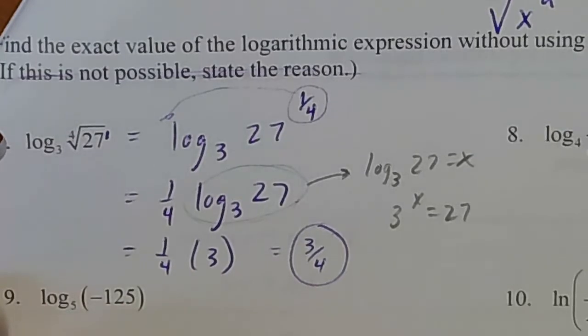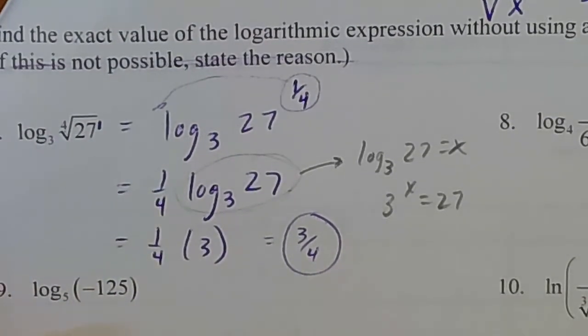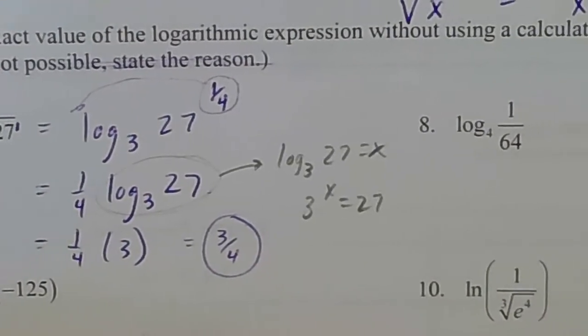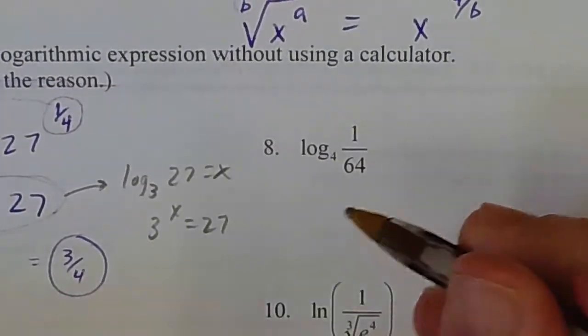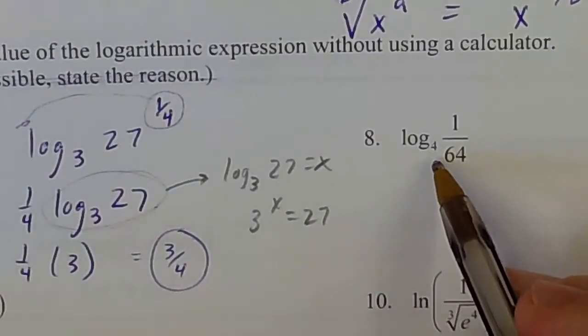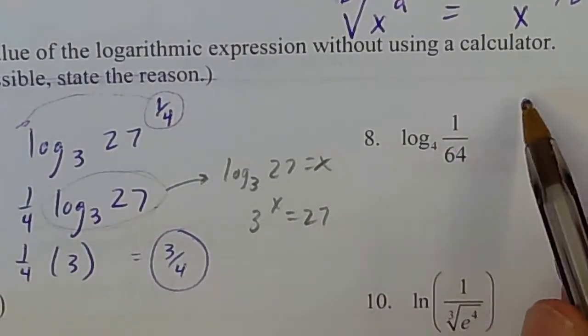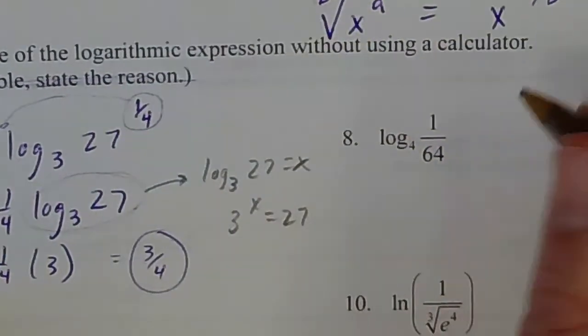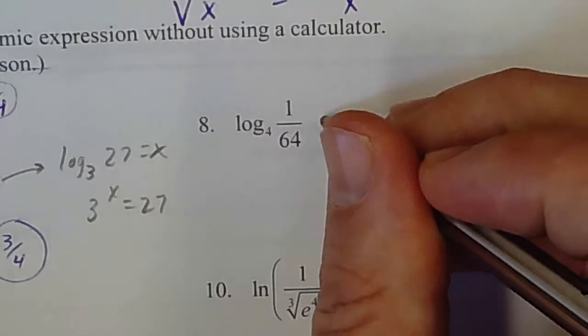All right, let me show you 8, and then see if you can try a couple of these. All right, what kind of property could I use right away? Actually, we could evaluate this right away. You've got options for this one. I could do 4 to the what power is 1/64, go through it, but let's try to use one of our properties. I'll show you another way to do this.